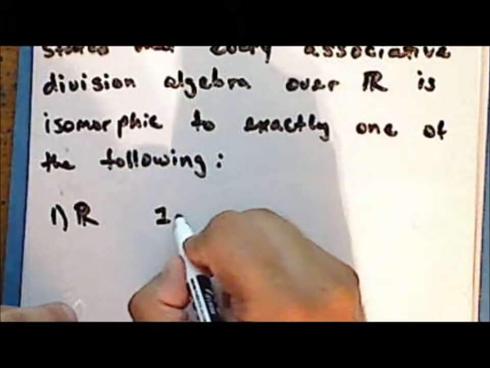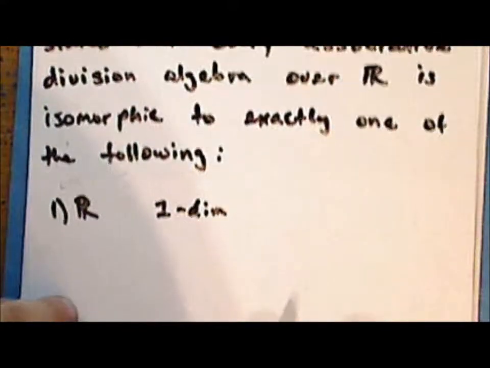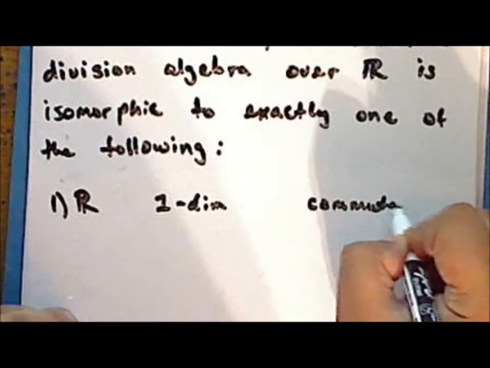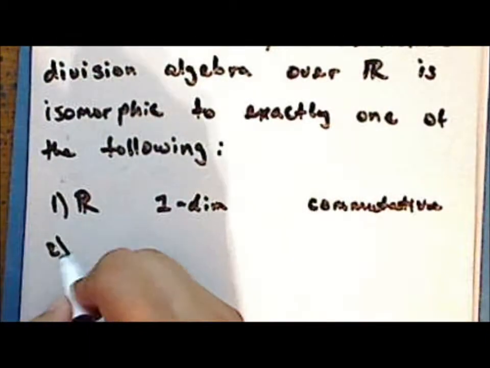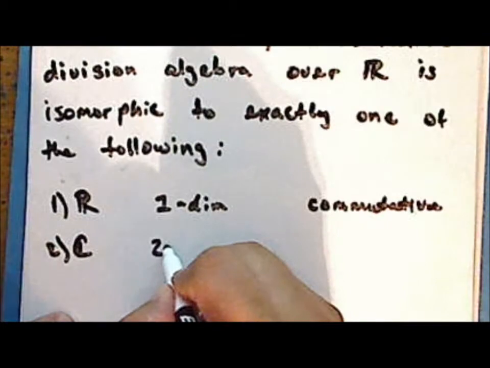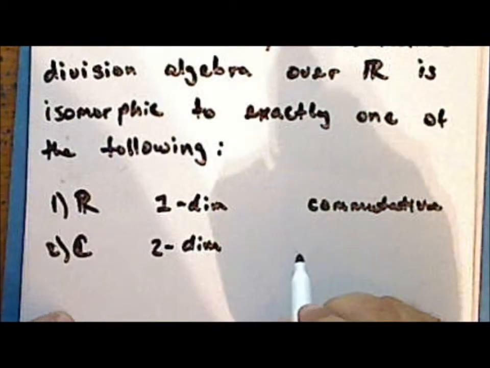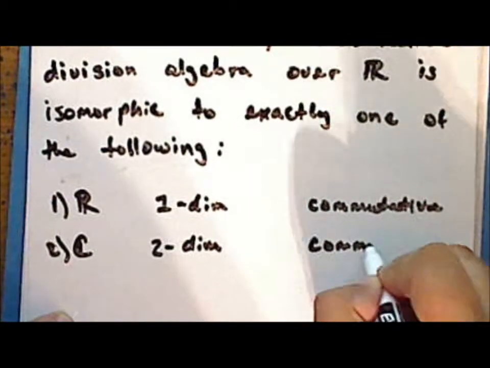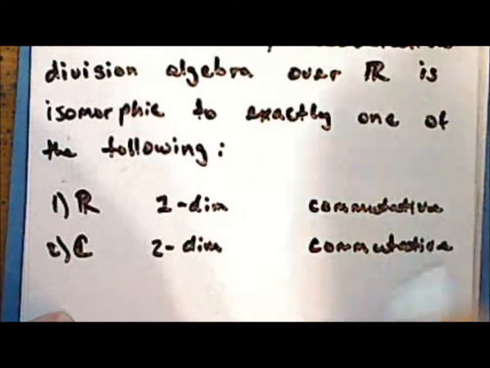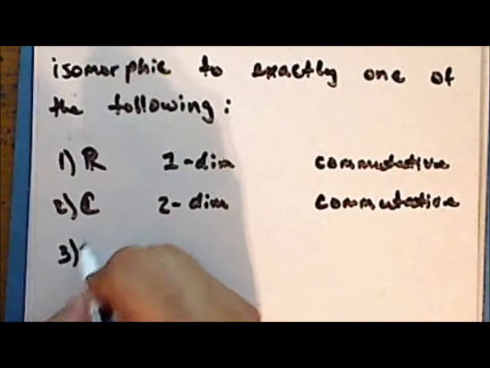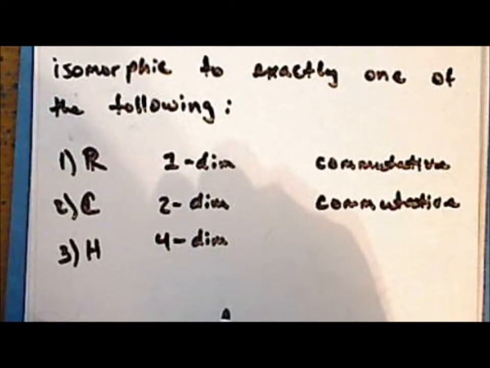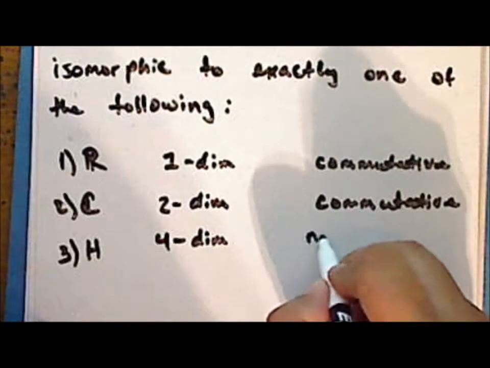The set of reals itself, which again is a one-dimensional division algebra, which is associative and commutative. The complex numbers, which is a two-dimensional associative division algebra over the reals, that is also commutative. And the quaternions, which is a four-dimensional associative division algebra over the reals, which is not commutative.